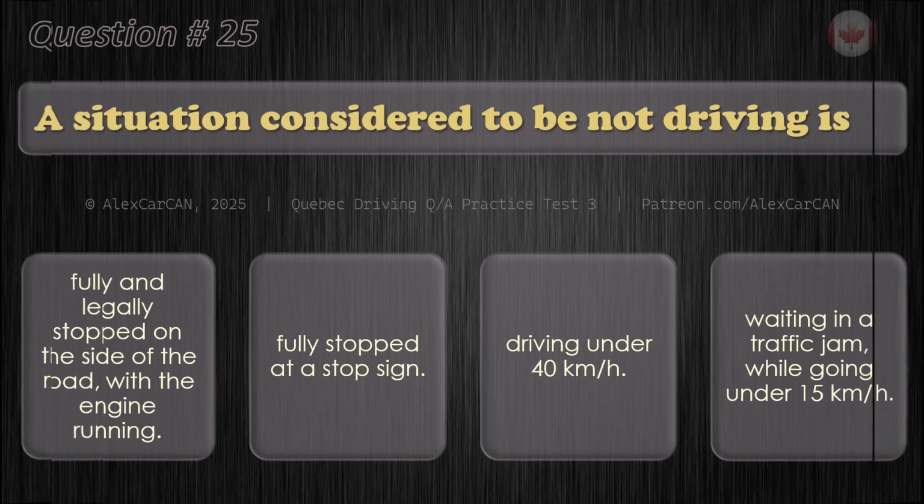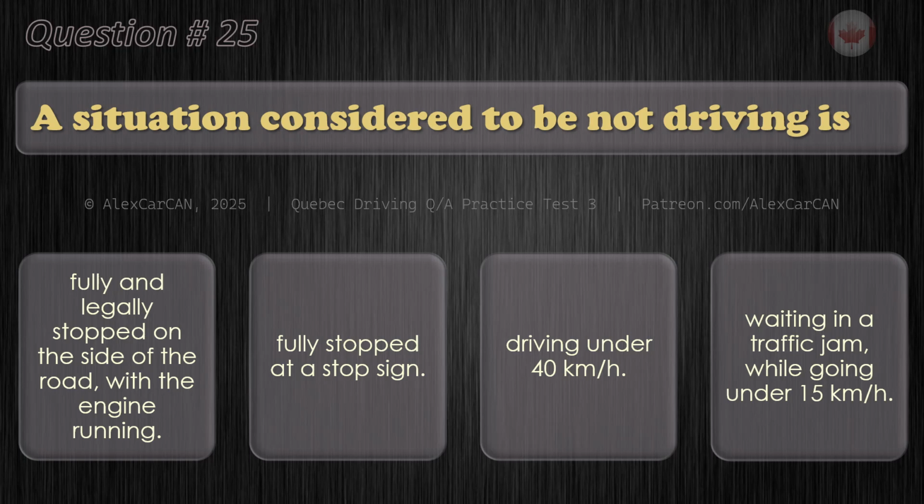Question number 25. A situation considered to be not driving is fully and legally stopped on the side of the road, with the engine running. Fully stopped at a stop sign. Driving under 40 km per hour. Waiting in a traffic jam, while going under 15 km per hour. The correct answer is fully and legally stopped on the side of the road, with the engine running.